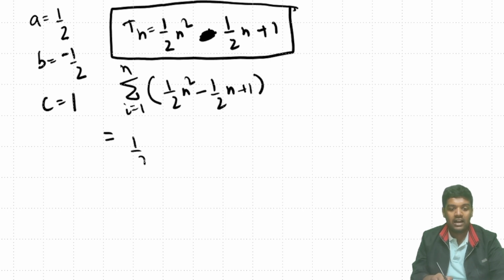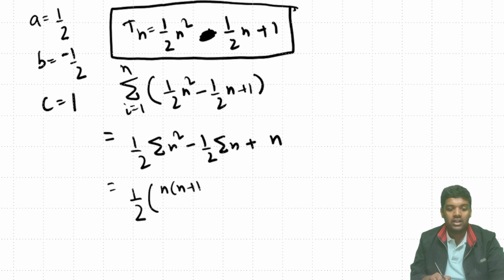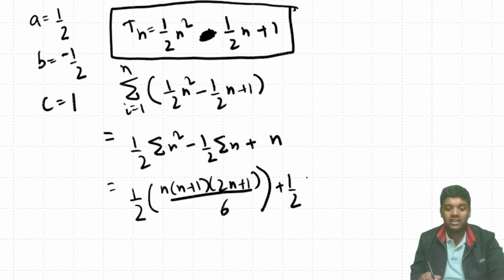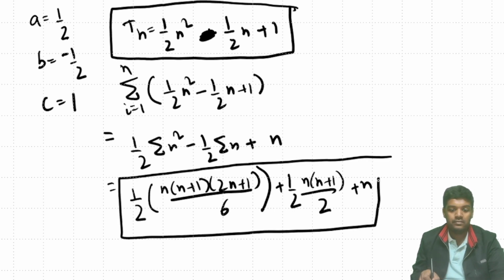This equals half summation n square minus half summation n plus summation 1, meaning the sum of 1 plus 1 plus 1 till n times, which is n. So for half summation n square, we have done the formula: half into n plus 1 into 2n plus 1 divided by 6, plus half summation n, which we have also done: half into n plus 1 by 2, plus n. This is my answer. Right. So this is a series where the common difference is increasing and the common difference is in AP.